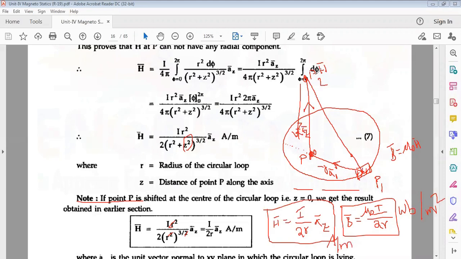Okay, and this point P is shifted to Z is equal to 0. At Z is equal to 0 you get I R square by 2 into R square plus 0, R square whole power 3 by 2, which becomes R cube. The numerator R square and the denominator R cube get cancelled. We have only the R in the denominator, I by 2R. Similarly, H bar is proportional to 1 by R. Okay, my friend.